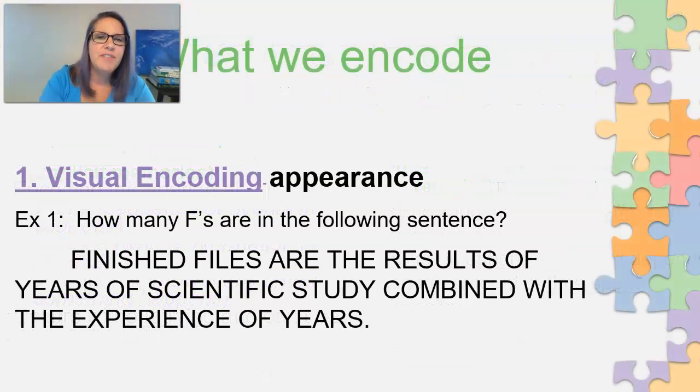So what types of things do we encode? There's 3 different things that we encode. The first is visual encoding. So we're encoding for appearance. So for example, how many F's are in the following sentence?